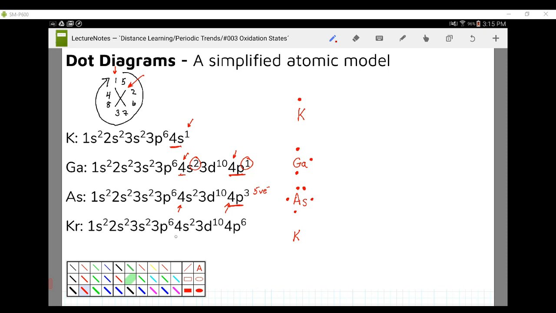And then lastly, for krypton, again, looking for the highest energy level. We're skipping the d block again because it is not at the 4th energy level. Krypton has a total of 8 valence electrons. So for its dot diagram, 1, 2, 3, 4, 5, 6, 7, 8. And that's it.